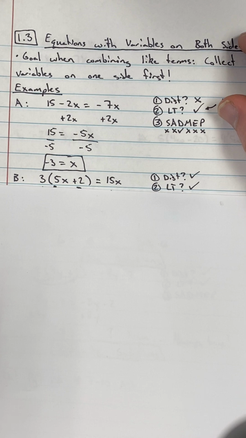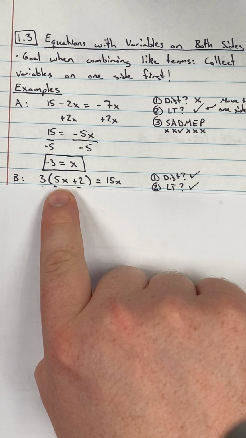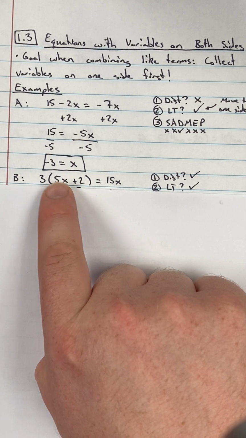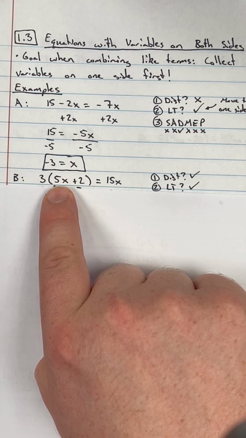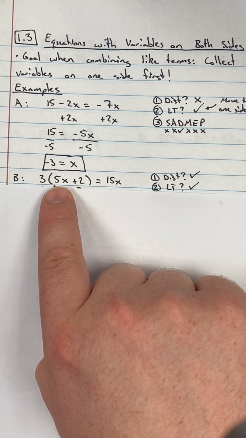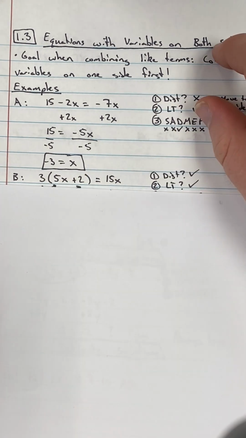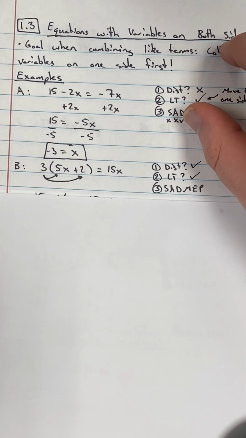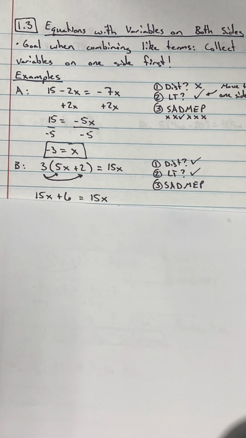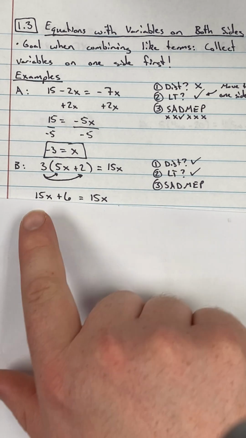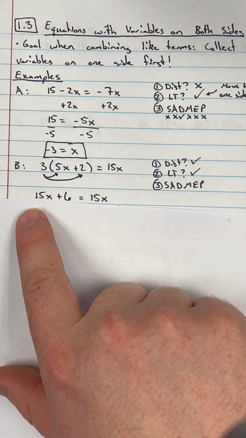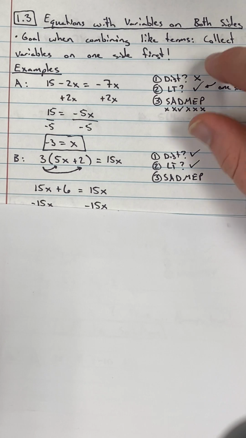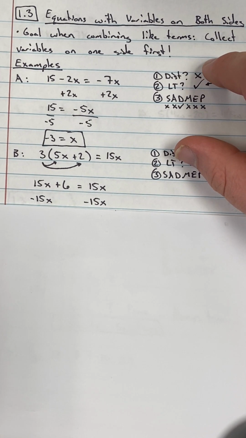Example B. This time, before we move any variables around, something you should notice is this 5x is inside the parentheses. That means I cannot move it to the other side just yet. First, I need to distribute. Let's go ahead and distribute, which gives us 15x plus 6 equals 15x. Now I can move this variable. I want to leave the 6 behind, so I'm going to subtract 15x from both sides.